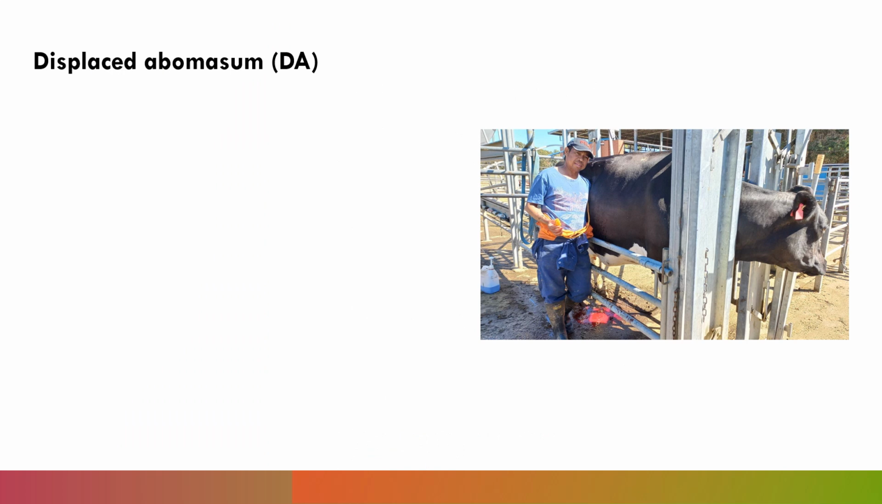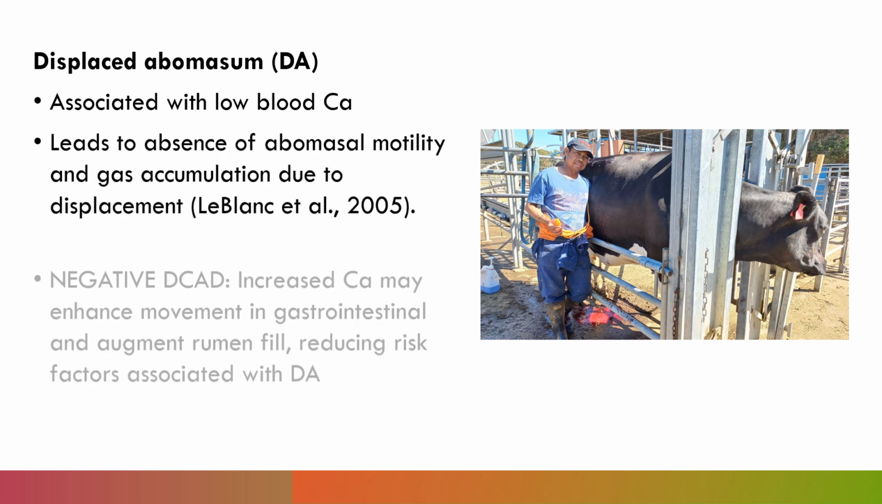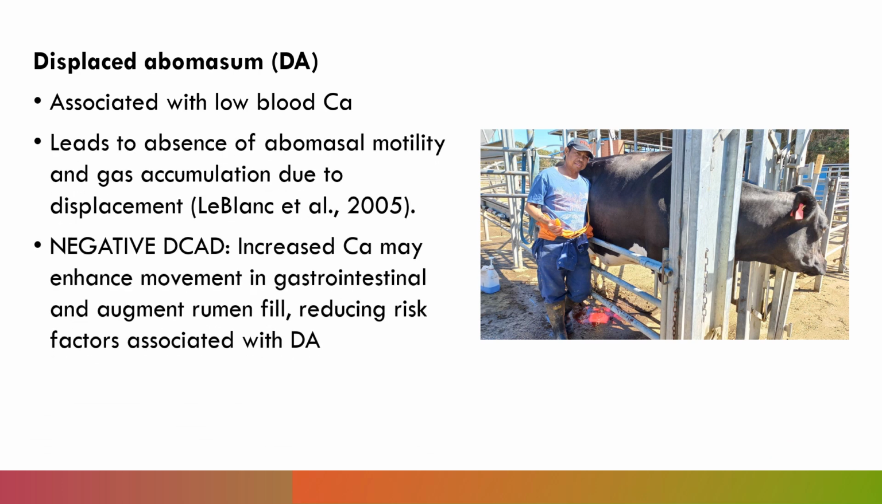Displaced abomasum is also a common early lactation disease of dairy cows. It is also associated with hypocalcemia that may lead to the absence of abomasal motility and gas accumulation due to displacement. By using negative DCAD, the increased calcium may enhance movement in the gastrointestinal tract and augment rumen fill, reducing risk factors associated with displaced abomasum.